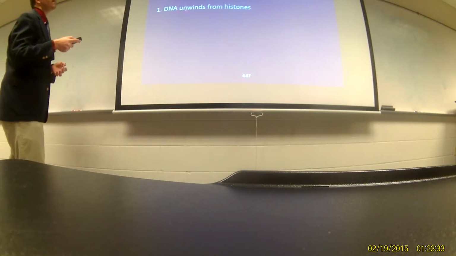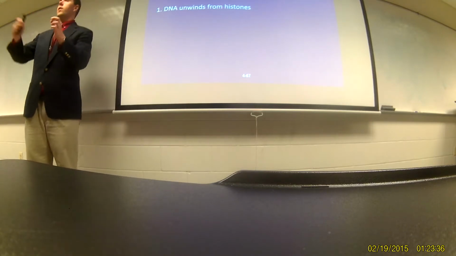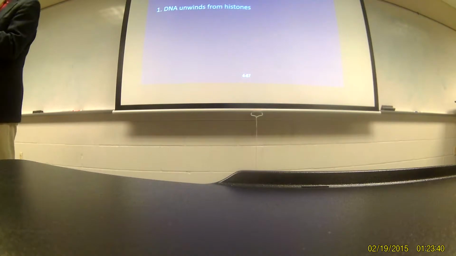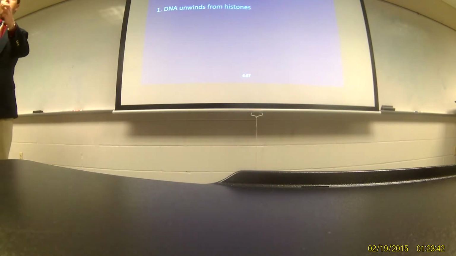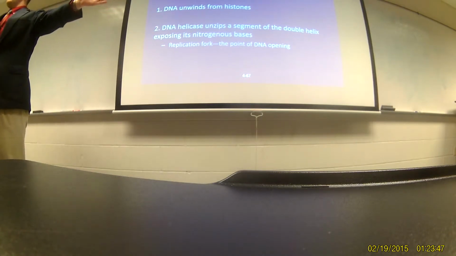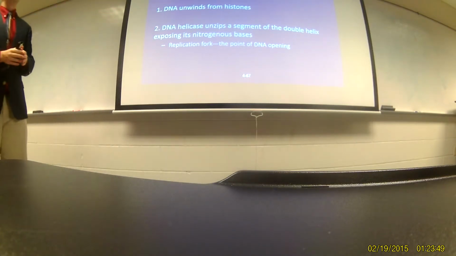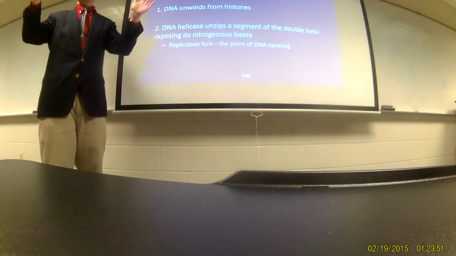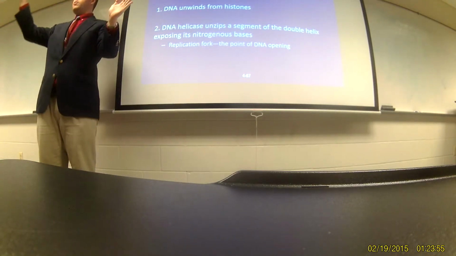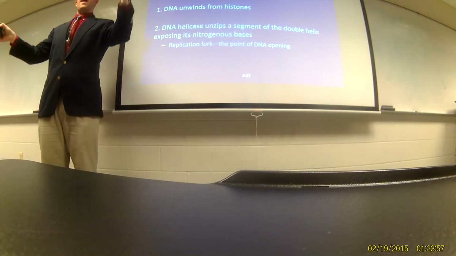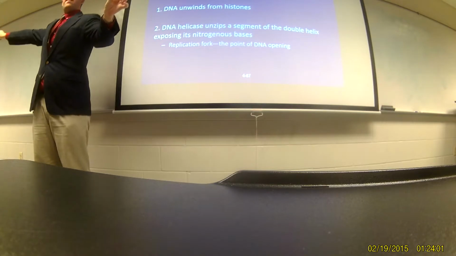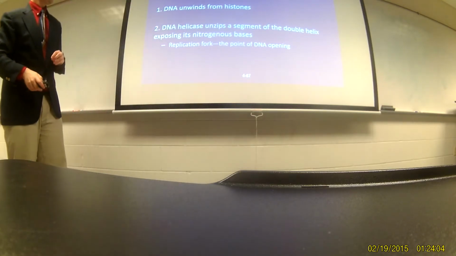So unwinding is taking it off of those histones. So we have that DNA strand wrapped around a histone. We need to unwrap it off that histone. And then we need to unzip that double helix. We're going to duplicate each strand independently. We're going to take these 2 apart. We're going to duplicate this one, duplicate that one. Now we have 2 copies. This one will go to that cell, this one will go to that cell.